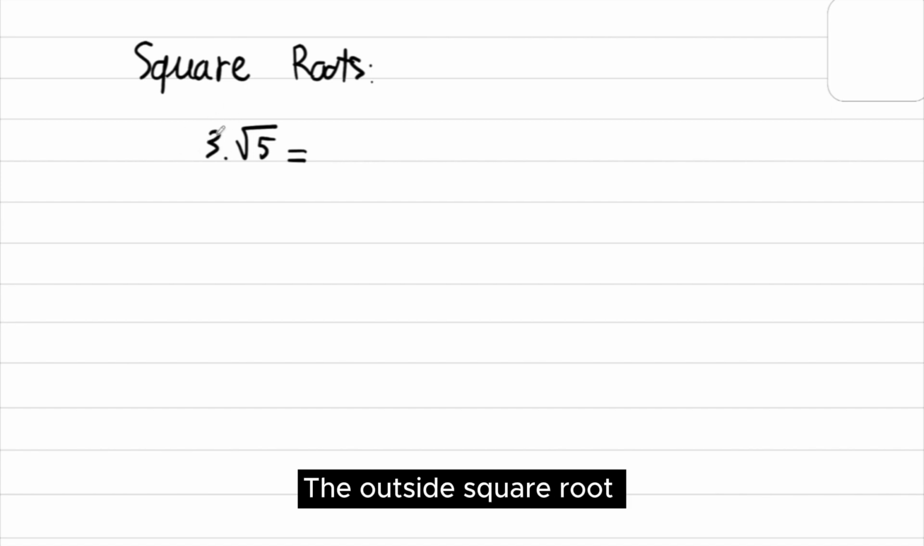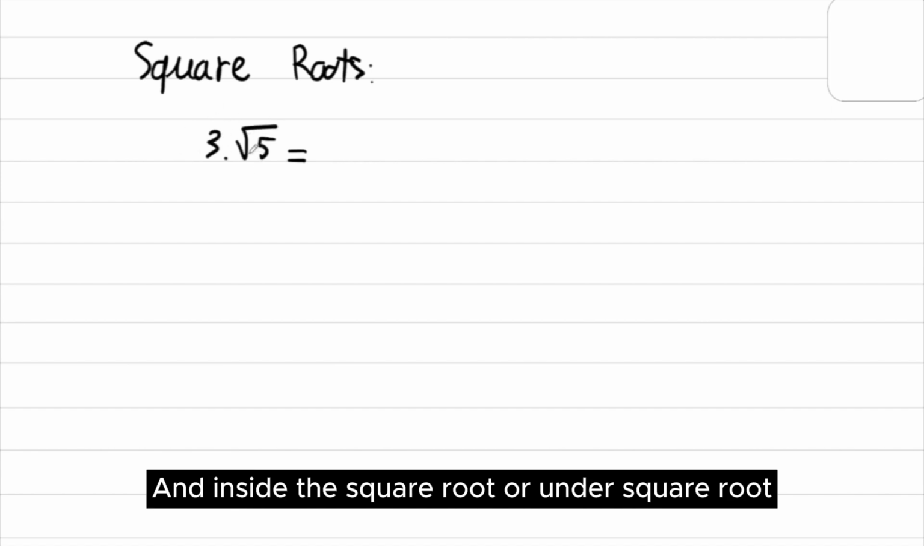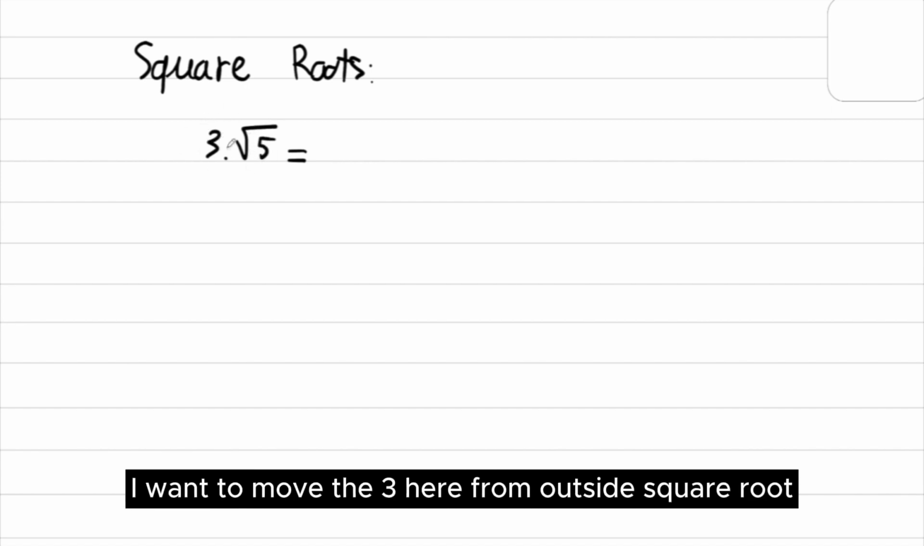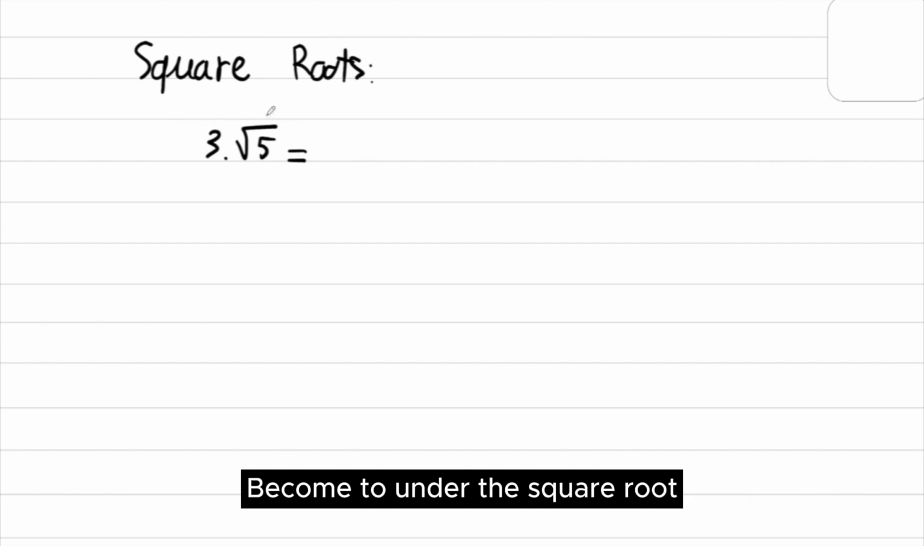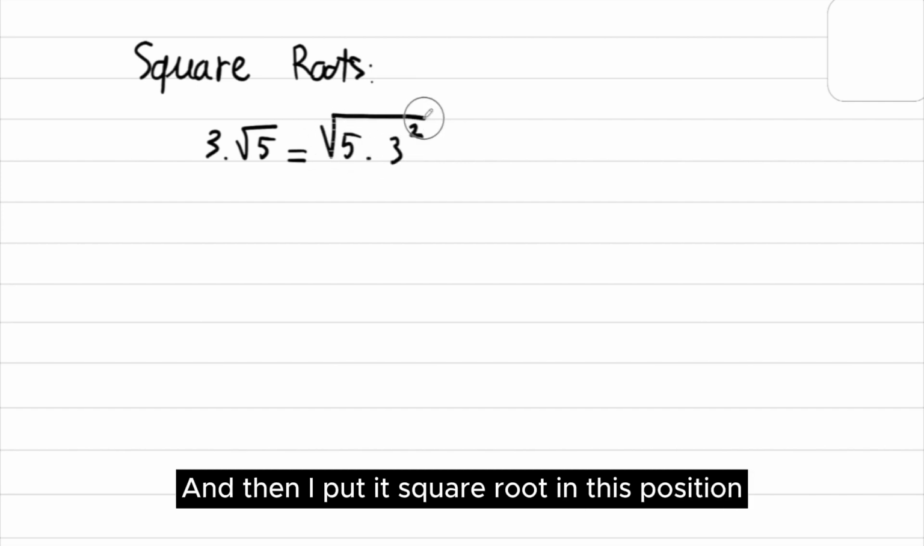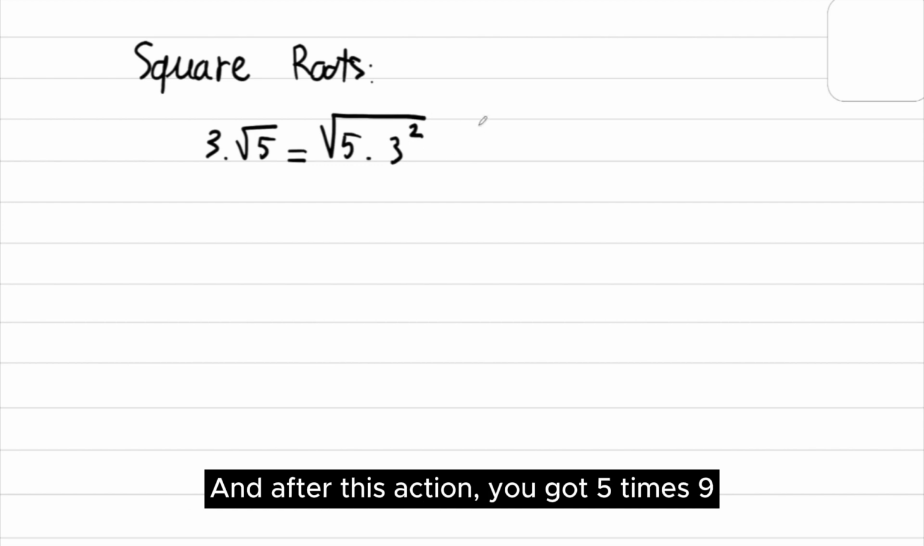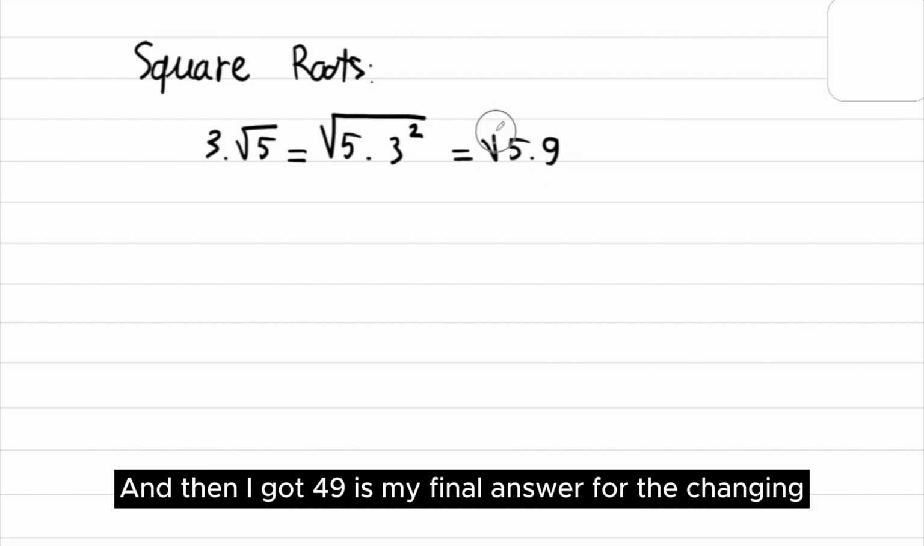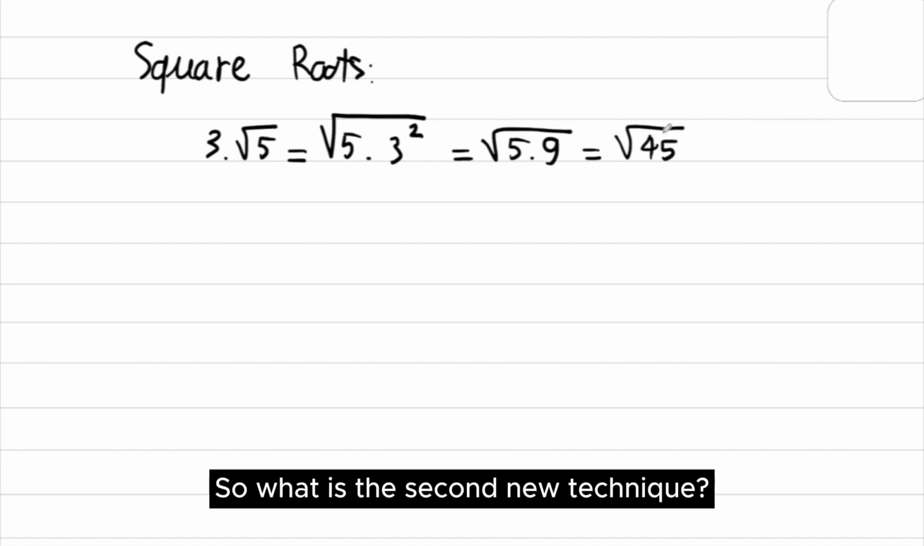The outside of the square root and the inside, or under, the square root. So I want to move the 3 from outside the square root to under the square root, and I will take 3 squared in here, and then I put the square root in this position. After this action you get 5 times 9, and then I get 45 as my final answer for this changing. Okay, so what is the second new technique?